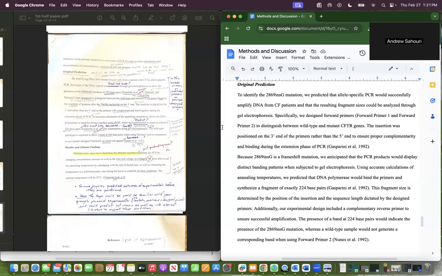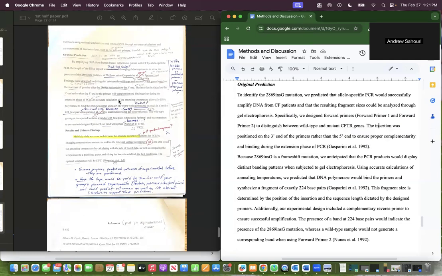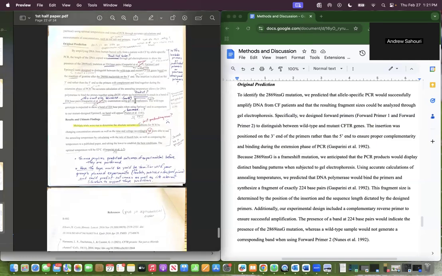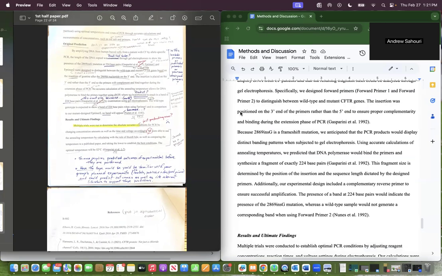And a lot of this is just, sorry, I'm having a hard time because I rewrote a lot of it, like I said, to fit the narrative. So a lot of this is not exactly here. I basically reworded, and some of it's even removed, to make it not sound like an intro, because a lot of this did sound like an intro. And then, an accurate calculation of the annealing temperature allows for DNA polymerase to bind the primers together using dNTPs.